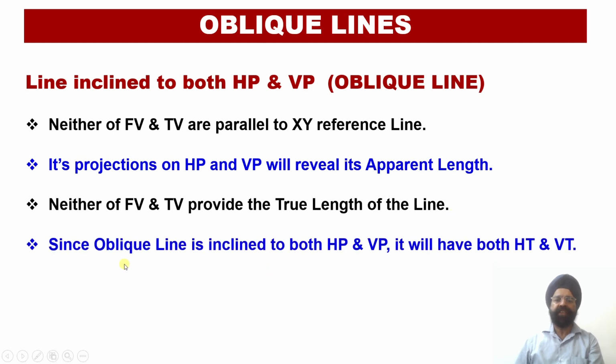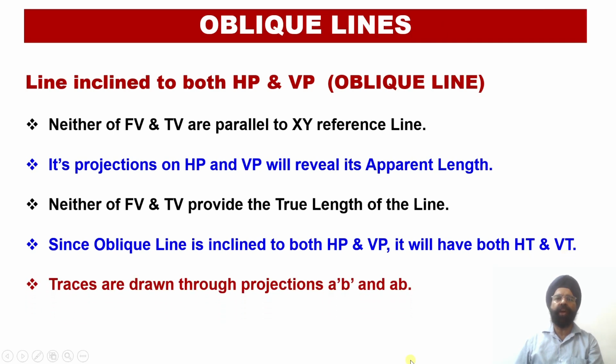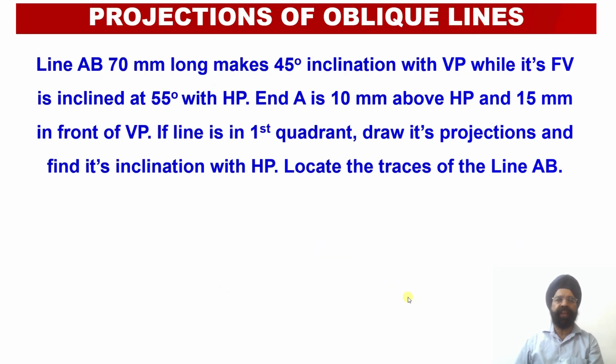Now, since this oblique line is inclined to both the reference planes HP and VP, this line will have both of the traces, that is the horizontal trace as well as the vertical trace, and these traces will be obtained through the projection lines A dash B dash and AB in the front view and the top view over here. Now let us read out the statement.